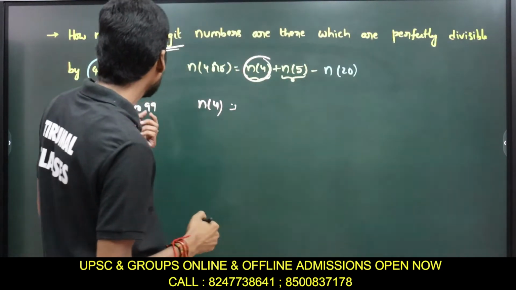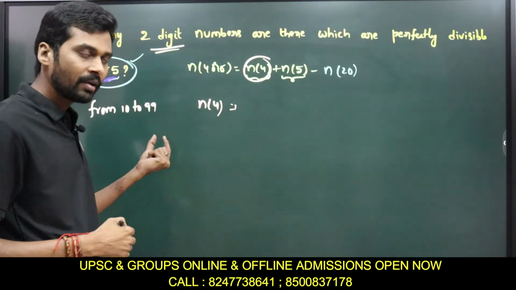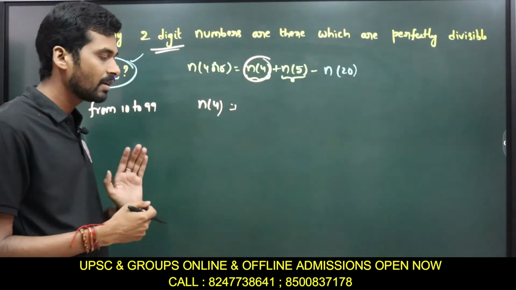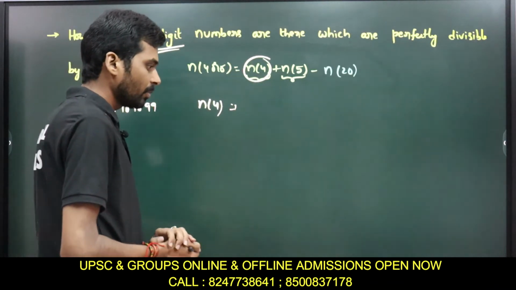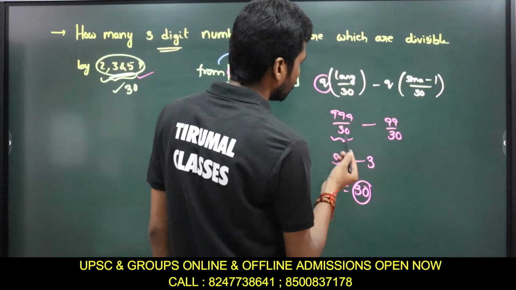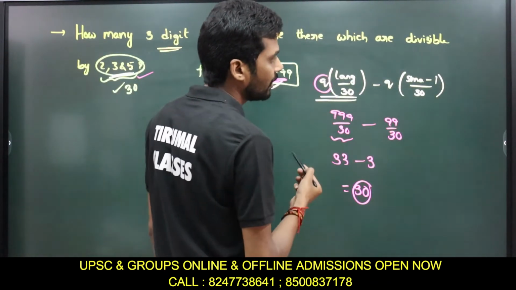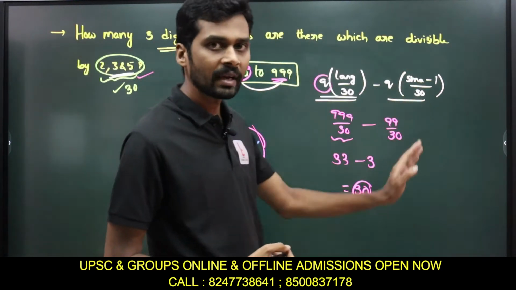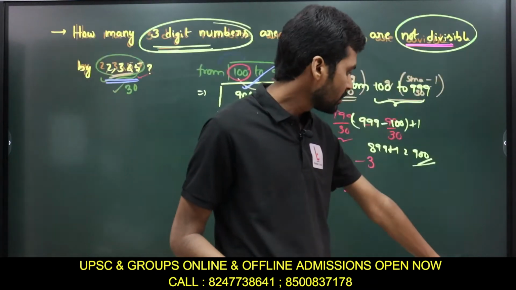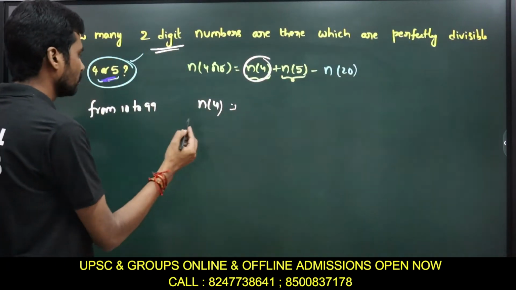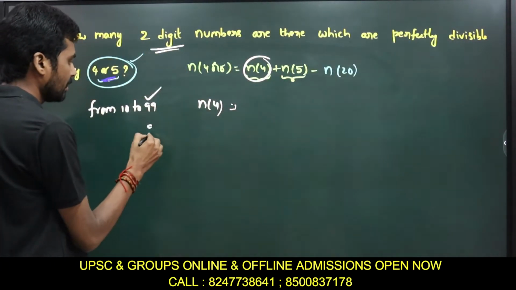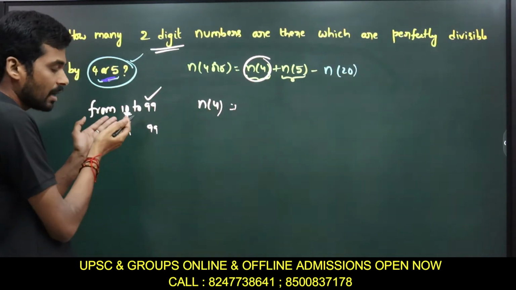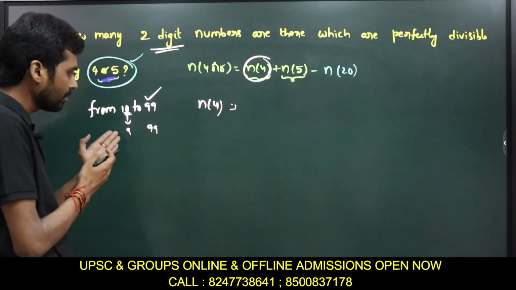We know the procedure. The quotient of the larger number divided by 4, minus the quotient of the smaller number minus 1, divided by 4. You see here I can directly write the value. The larger number is 99. The smaller number is 10, and for the smaller number I have to take one number less than that, which is 9.